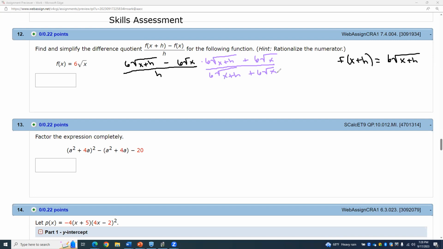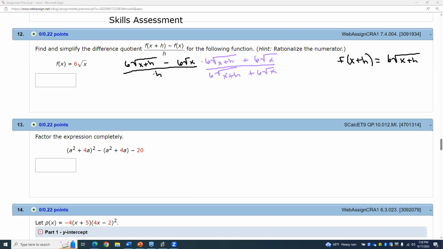Okay, so instead of 6 times the square root of x plus h minus 6 square root of x, it's just plus in the middle there, plus 6 square root of x. Whew, okay, so what this means from here, and I know it seems bad, but I promise you, it's not that bad in a second. We multiply that on the top and the bottom.